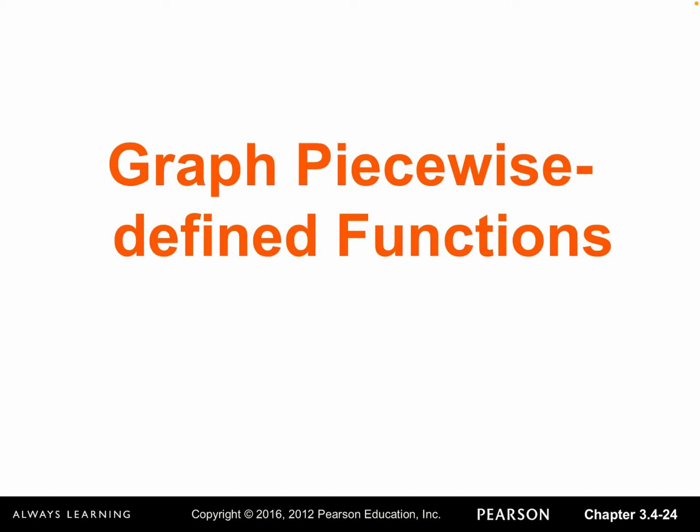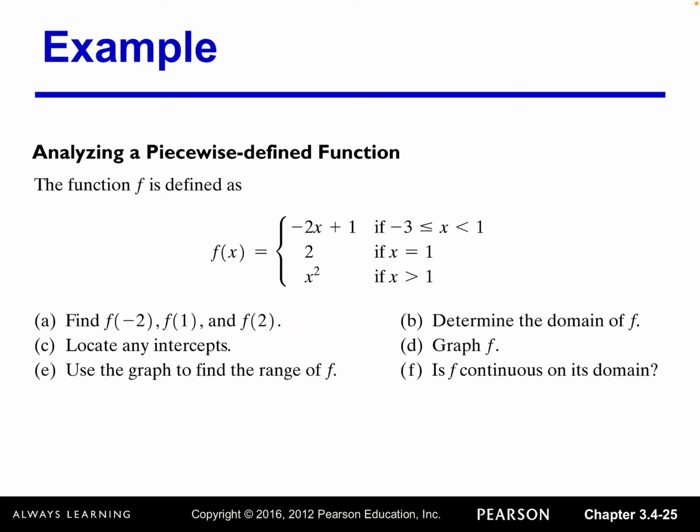Now let's formally introduce what a piecewise-defined function is and how to graph it. Let's look at an example. A piecewise-defined function means the function is defined by more than one function. From the graph point of view, they are put together like pieces, which is why it's called a piecewise-defined function. Let's look at an example to help you understand.